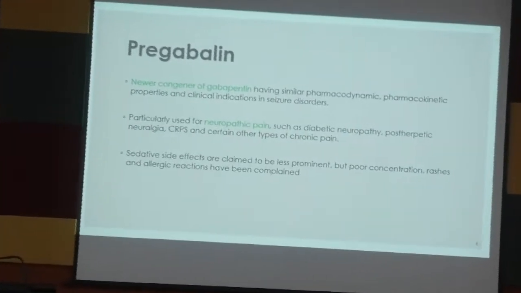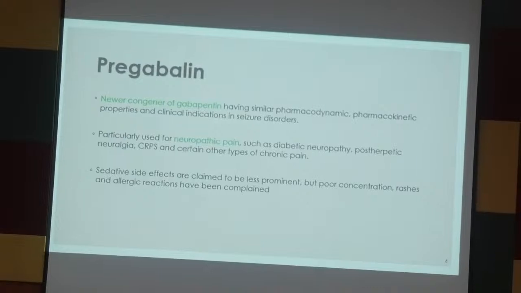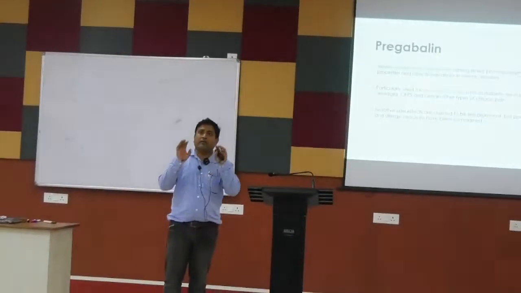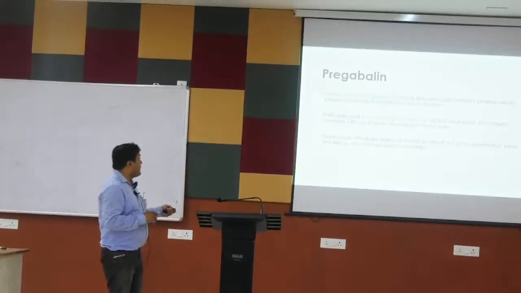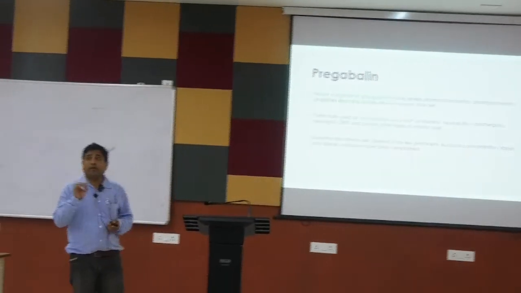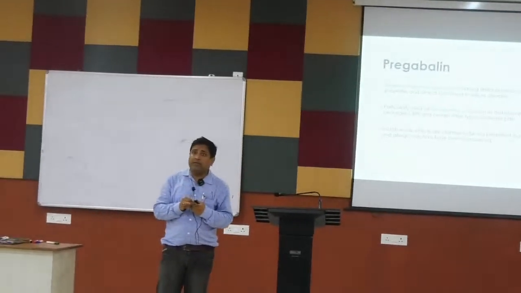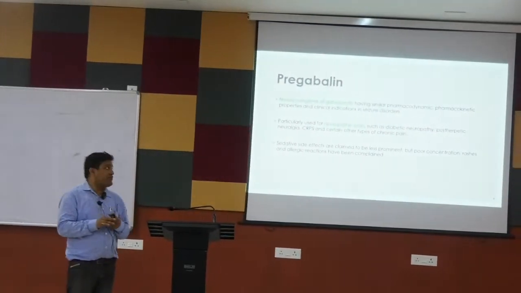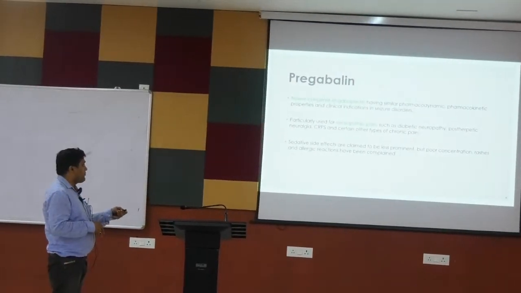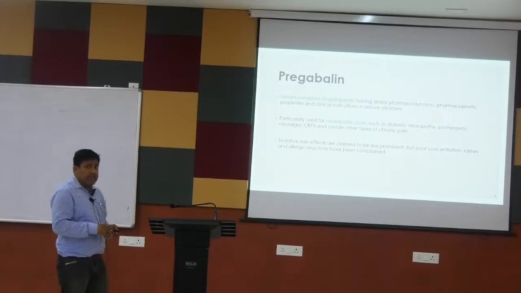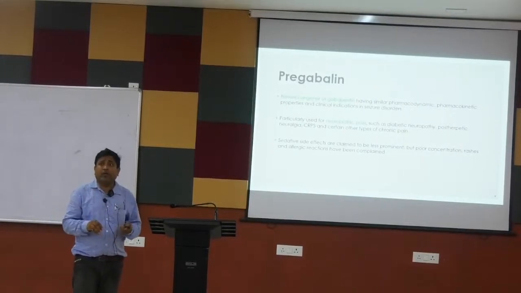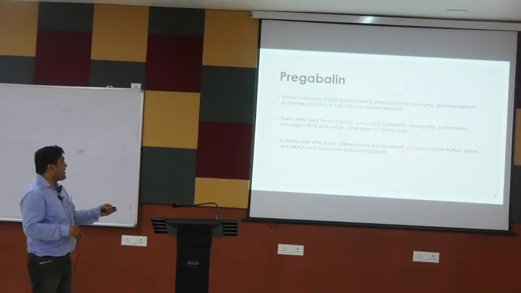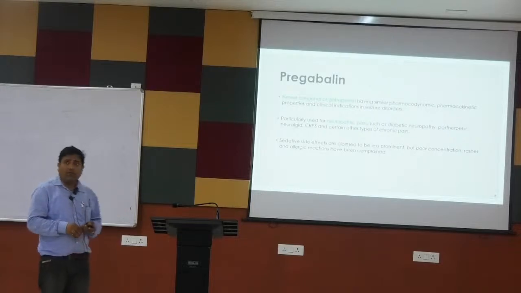Pregabalin. Pregabalin is a newer congener of gabapentin. Pharmacokinetic and pharmacodynamic properties are almost the same. They are particularly used for neuropathic pain, like diabetic neuropathy, herpetic neuralgia, complex regional pain syndrome, and other types of chronic pain. It is claimed that sedative effects are lower than that of gabapentin, but poor concentration, rashes, and allergic reactions have been complained of.